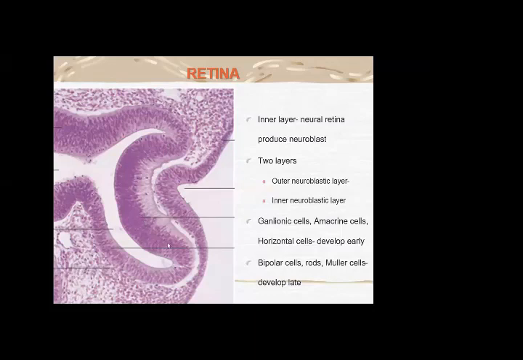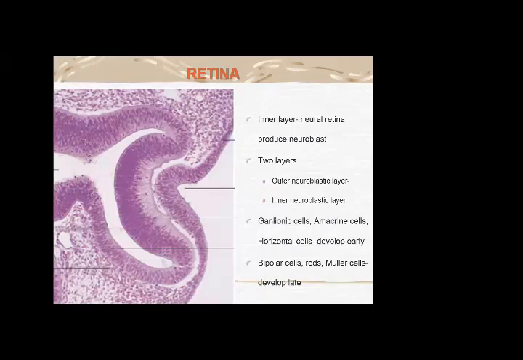Inner layer. In the inner layer you have the development of two types of neuron. This will be the outer side, this will be the inner side. So you have the outer neuroblastic layer and the inner neuroblastic layer. Okay, these are the two layers.